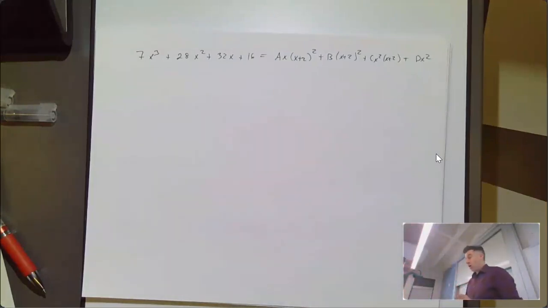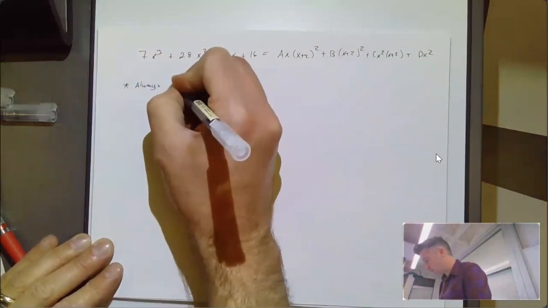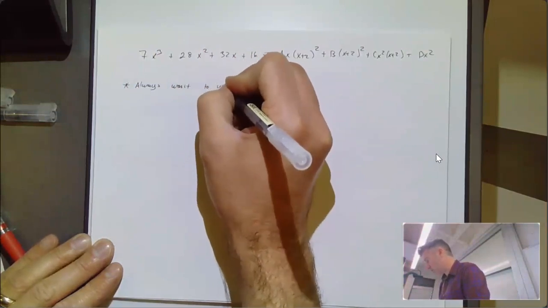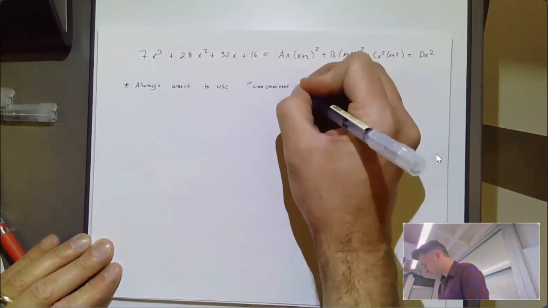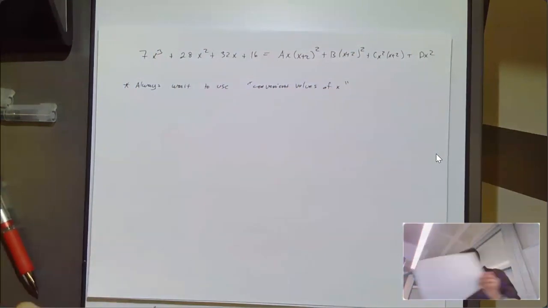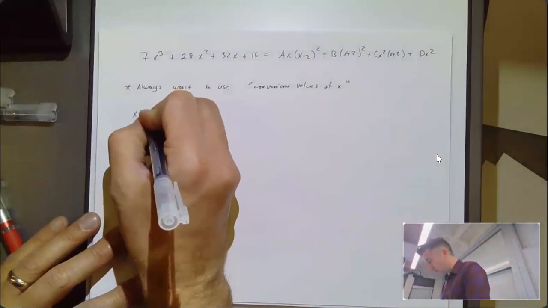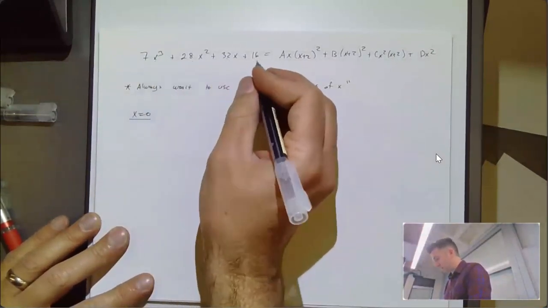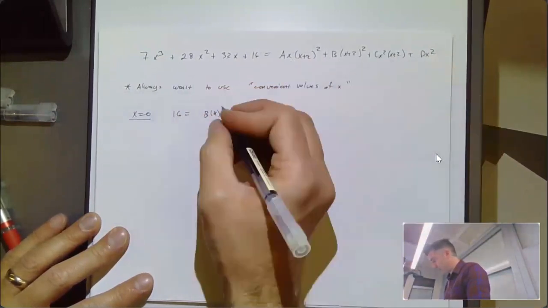So you always should do the first two things I did. You always want to use what I call convenient values of x. That is surefire the fastest way to get things done to start. So I definitely want to let x equal 0 and get 0 plus 0 plus 0 plus 16 equal to 0 plus b times 4 plus 0 plus 0, which gives b equal to 4.